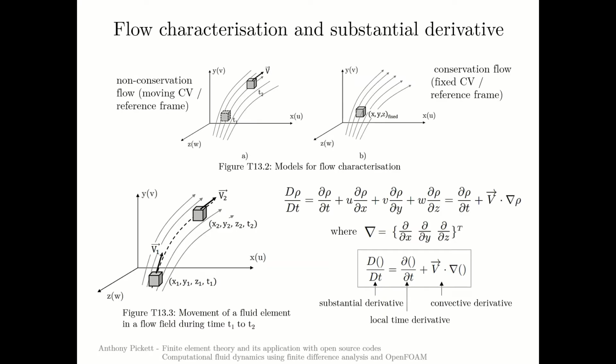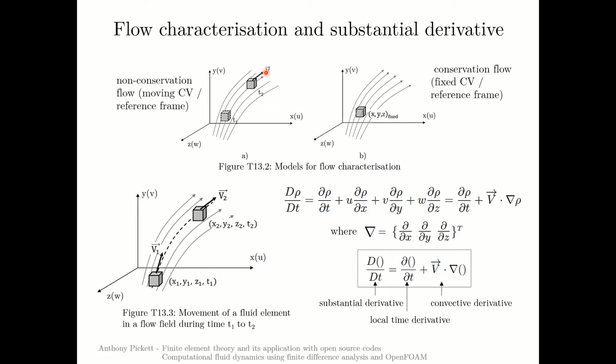There are two ways we can try to characterize the flow of a fluid. The first, in the upper left, is the so-called non-conservation approach, in which you characterize the fluid as it is moving with the flow. So we can see two times here, t1 and t2. Here it will have a certain velocity, and here it will have another velocity. The various equations are characterized with respect to this flow.